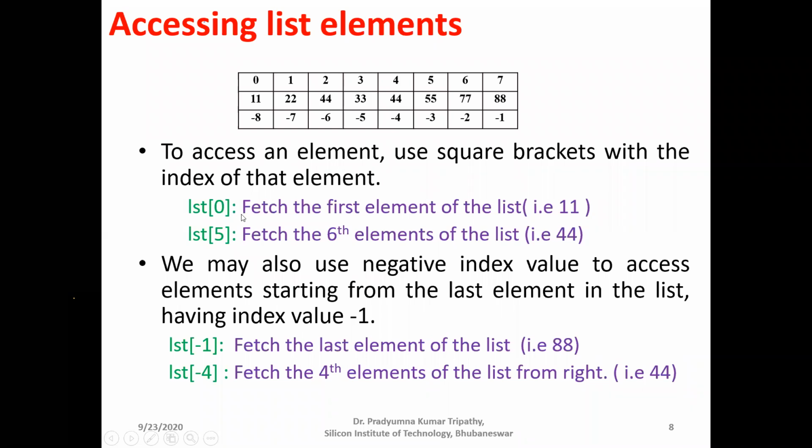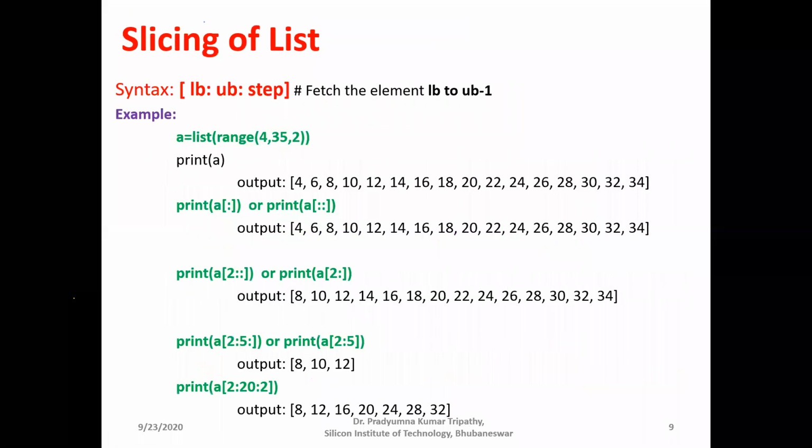So list of 0 fetches the first element. A list of 5 will fetch the fifth element. Similarly, a list of -1 will fetch the last element. List of -4 will fetch this element. So if I give list of 3 or list of -5, both are the same, correct? These things we have already discussed in our previous slides, so I'm just quickly going through this.